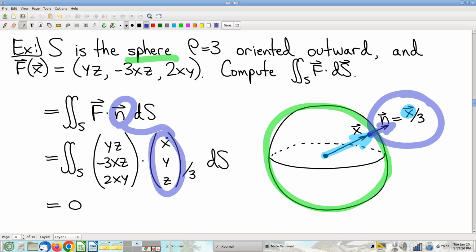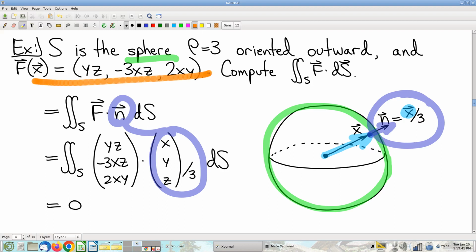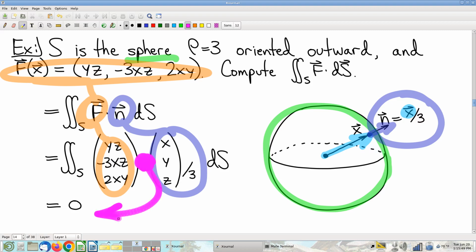And notice I did not even parameterize at all. Just writing down from convenient geometry what the orientation unit normal is, and recopying the vector field, I can just straight up compute that dot product. It's 0, game over. Everybody see how awesome that is?